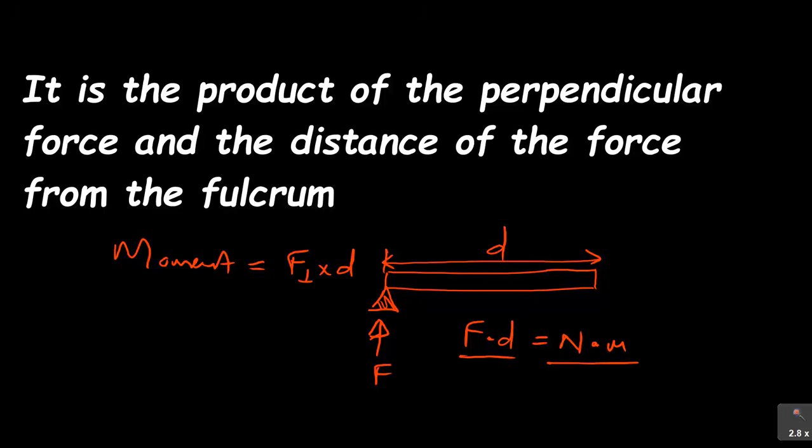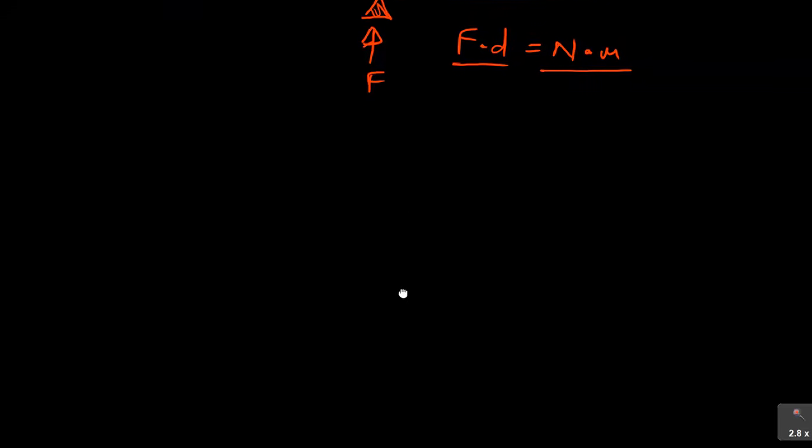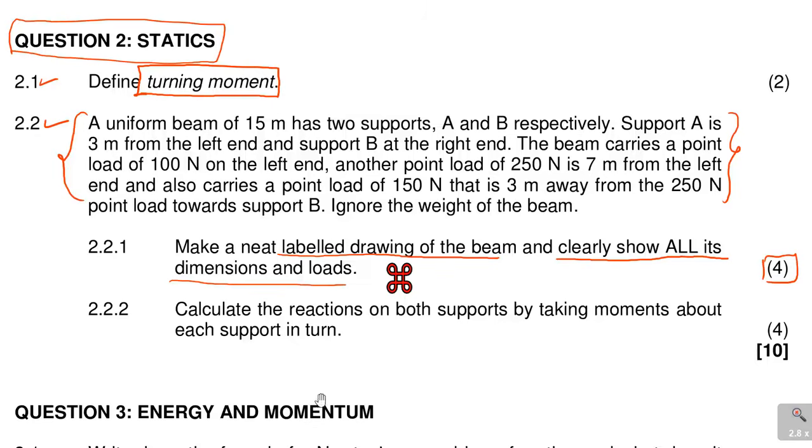But we need to ensure that we get all the 4 marks that are given there. So let's look at what they're talking about, one statement at a time. So you are given a uniform beam, meaning the way you're drawing your beam, don't make it uneven, so it must be uniform. A uniform beam which is 15 meters, that is key, has supports A and B respectively. Okay, so you start with A and then you follow by B.